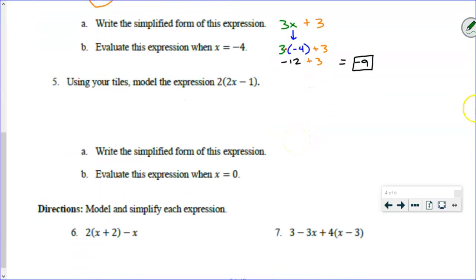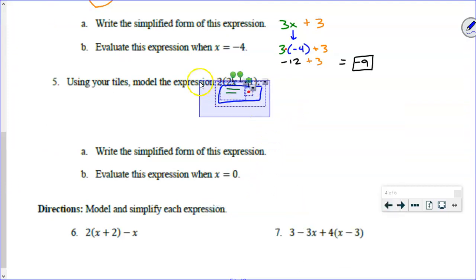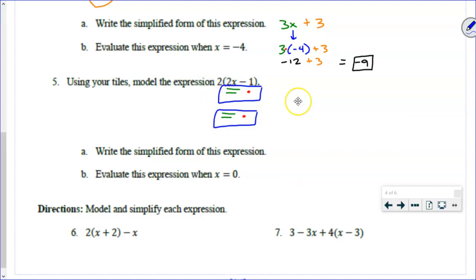And last one, 2 groups of 2x minus 1. Here's my 2x. Here's my -1 tile. And I have 2 of those groups. Looking across those groups, I can see that I have a total of 4x tiles. We'll write that down here. And looking across the groups, I can see I have 2 negative unit tiles, so 4x plus a -2, or 4x minus 2 is appropriate.